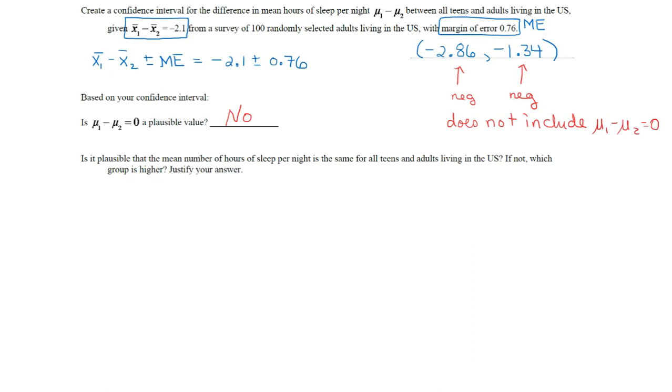And when we're asked, is it plausible that the mean number of hours of sleep per night is the same for all teens and adults living in the US, given that that's the definition of mu1 and mu2, the mean for teens and for adults, this is really like asking, is mu1 equal to mu2? Which is also like asking, is mu1 minus mu2 equal to 0? So the way we need to answer this is based on the confidence interval. No, it is not plausible, because mu1 minus mu2 equals 0 is not in the interval.